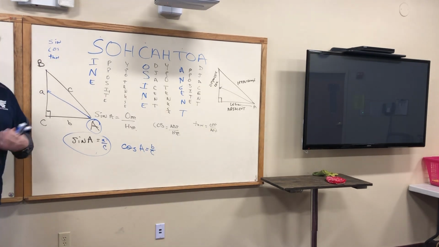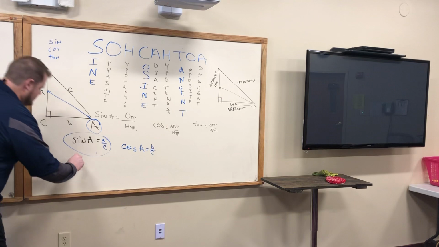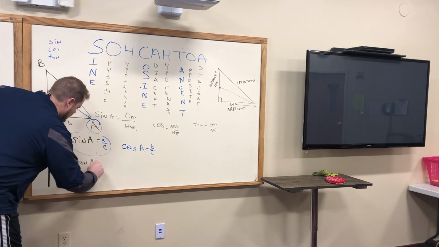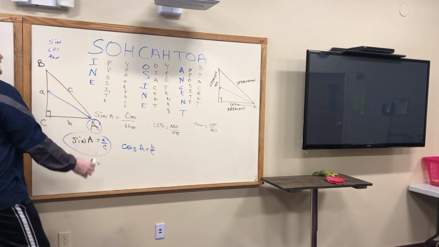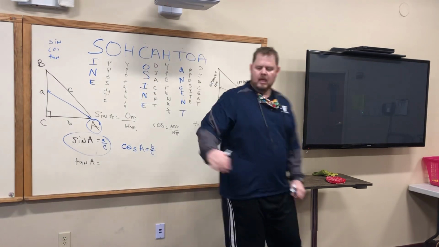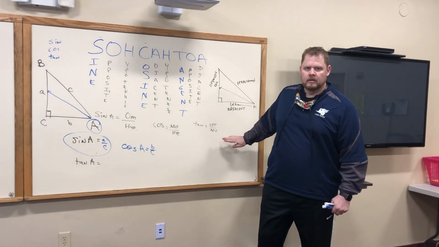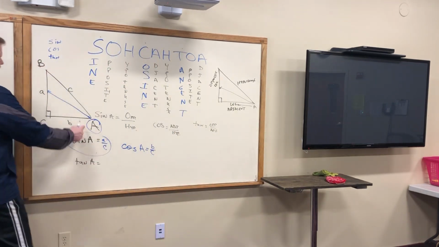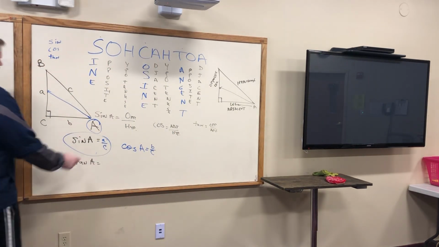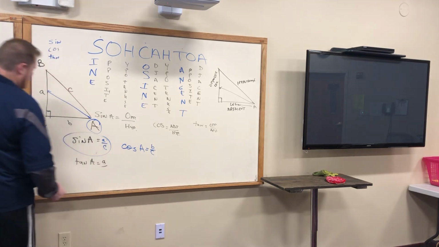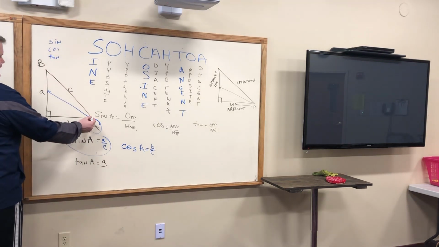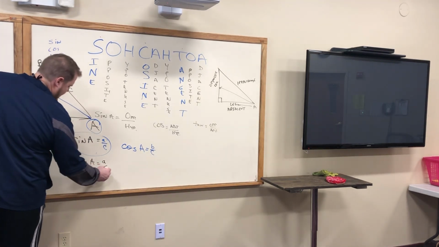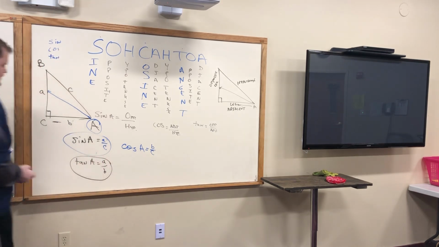Hopefully you're listening. So Tyler, let's do tangent A. Tangent A. So tangent is what? Opposite over adjacent. Opposite over adjacent. So the opposite leg of angle A is lowercase a. The adjacent is b. That is correct. Is everybody following this?